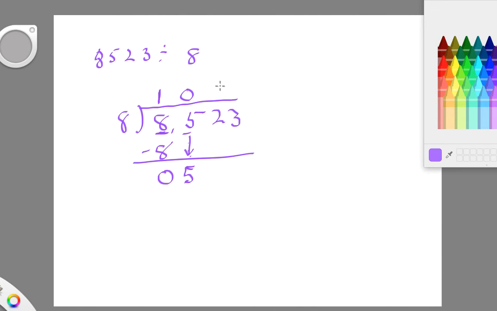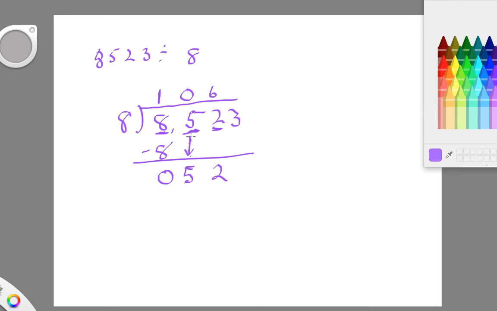I hope that makes sense. You have to put a 0 here because 8 cannot go into 500, since 8 times 100 is 800, which is larger than 500. So it's just going to be 0, and then we're going to move on to our tens. Can 8 go into 52 tens? Oh, sure enough, 52 is bigger than 8. 8 goes into 52 tens. 8 times 6 is 48.